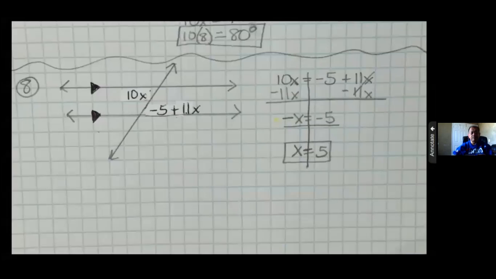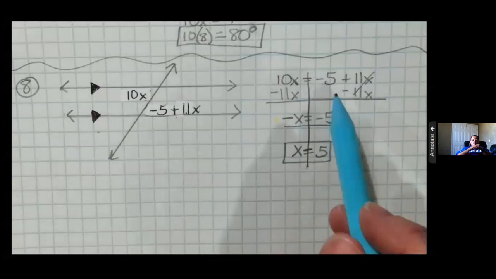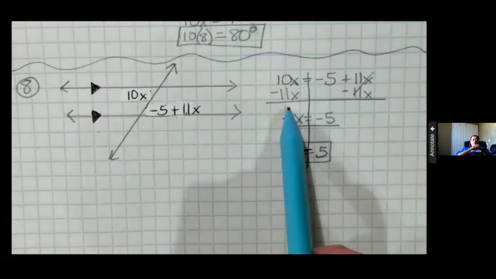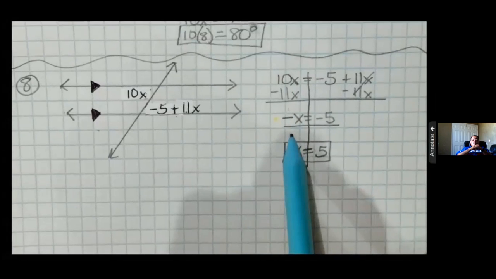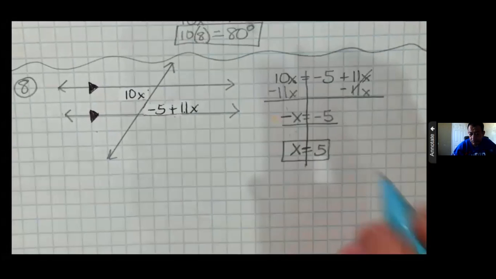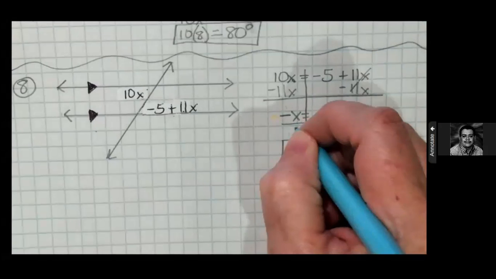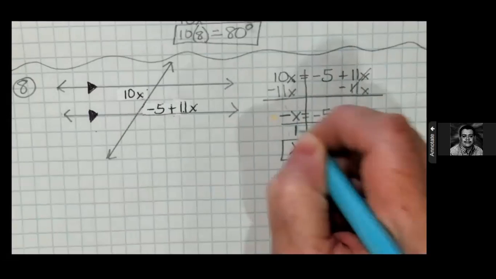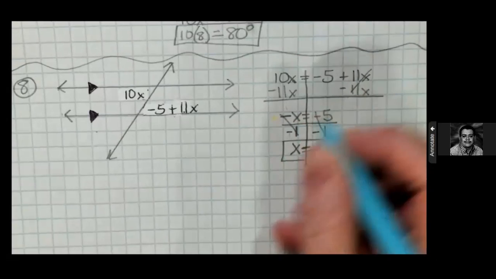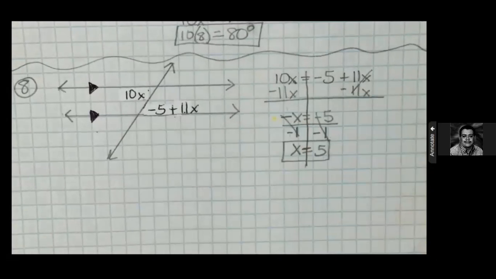Okay, go ahead. Okay, so on number 8, we had to get our x's over on the left, so we subtracted negative 11 to 10x, which gives us negative x equals negative 5, but can x be negative? You guys said no, so what do I do? What do I divide by to make it positive? 1. What kind of 1? Negative 1. Very good, because that cancels the negative out and leaves x equals 5. Okay, all right.